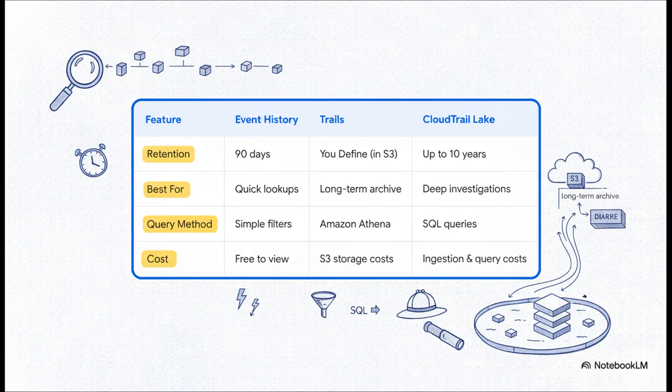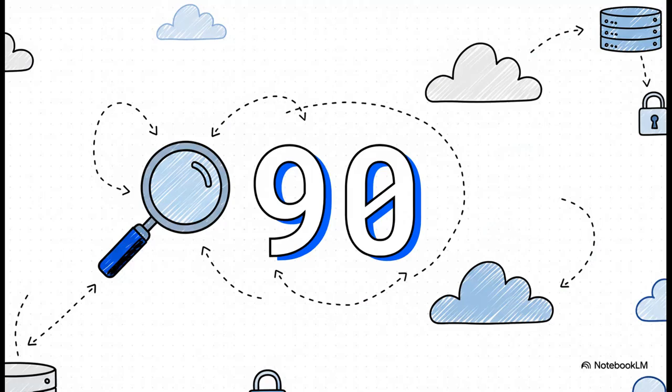For anything longer term, you'll want to create a trail. This is your permanent archive. It sends all your event logs to an S3 bucket, and you decide how long to keep them, which is essential for compliance. And finally, for the really deep, complex investigations, you have CloudTrail Lake. It's a managed data lake built for this stuff, letting you run powerful SQL queries across up to 10 years of data.